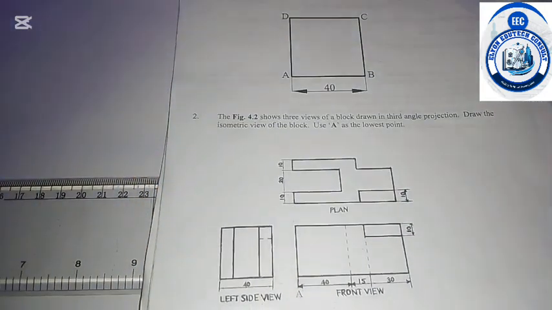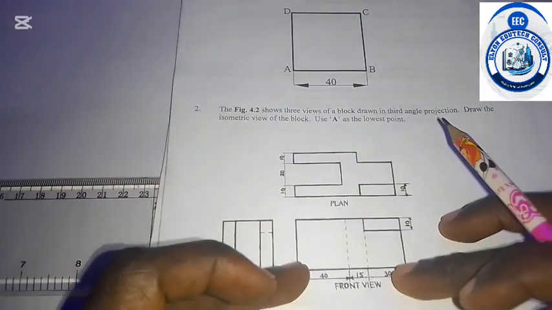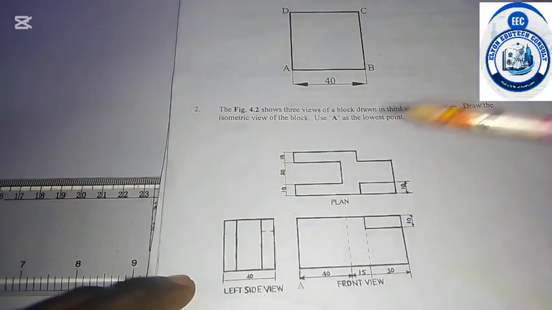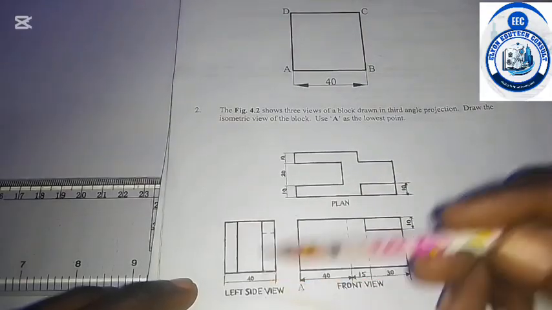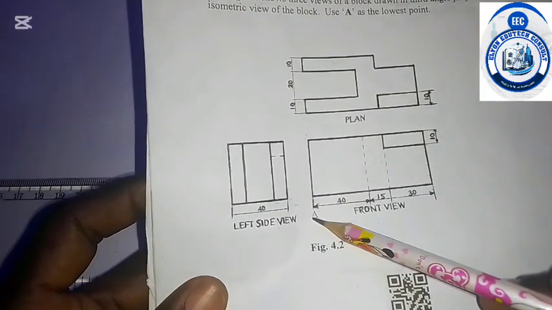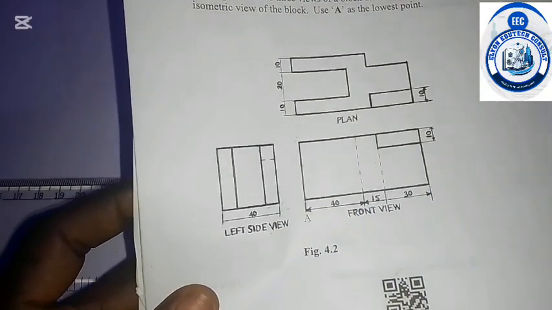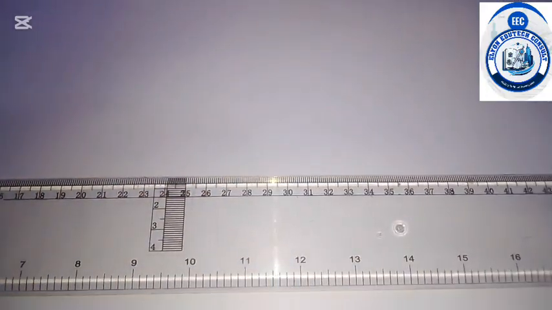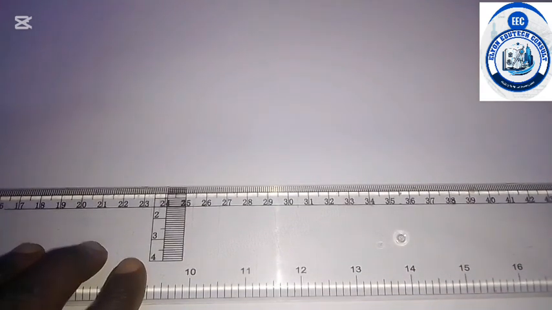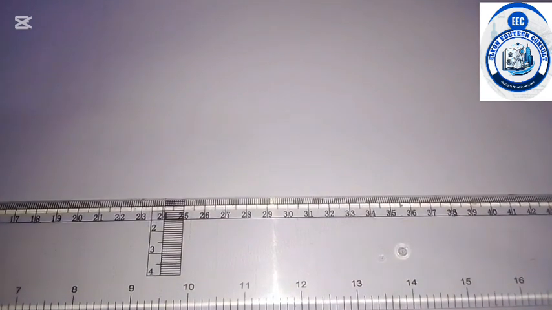What this question is saying is that we are to couple these 3 views together to form an isometric form. You have the plan, the front view, the side elevation. So we are coupling it together, making use of point A as the lowest point. The first thing you do, like I usually say, when converting orthographic to isometric, is to draw your isometric axis first. So I will be producing that now.